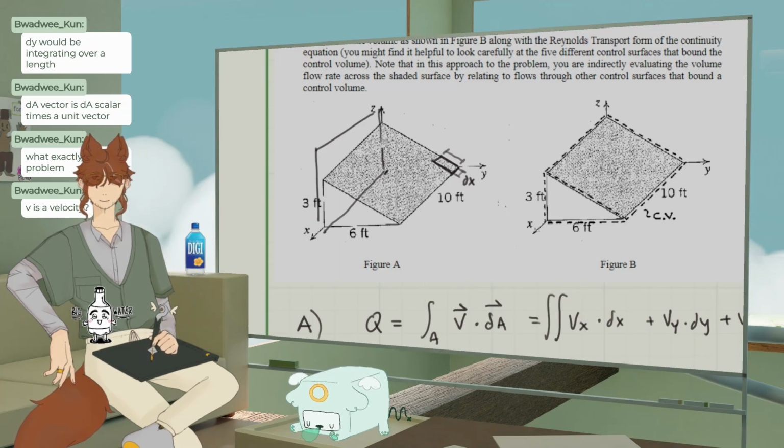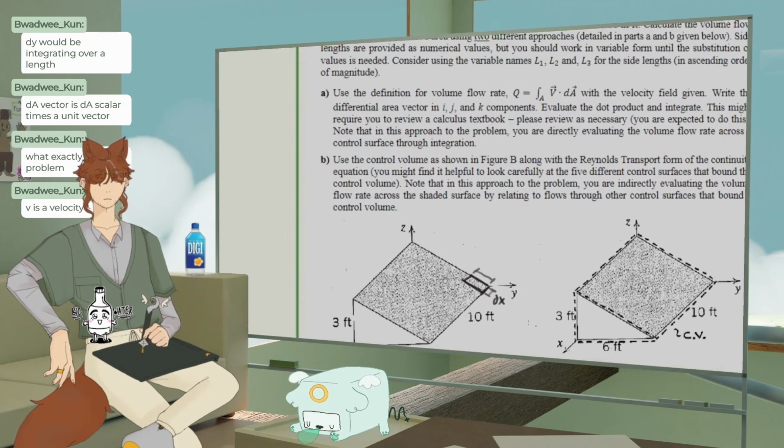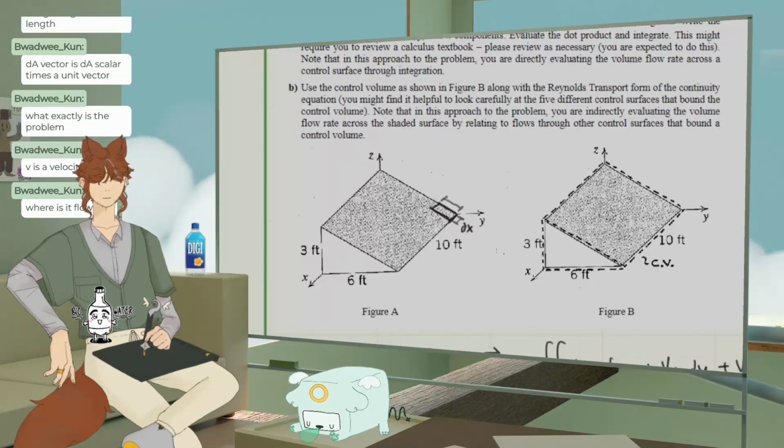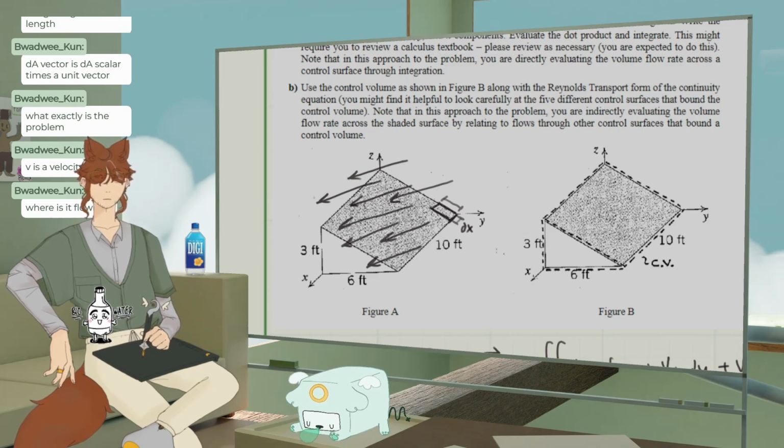V is velocity? Yeah, it's a velocity field. It's a flow rate, so we're saying we have a flow of like water or some fluid, maybe a gas, whatever. And it's flowing like this, sort of. And it's sort of like a flux, we want to find the flow rate through, like how much stuff is going through this plane right here. Where is it flowing? It's flowing like everywhere.